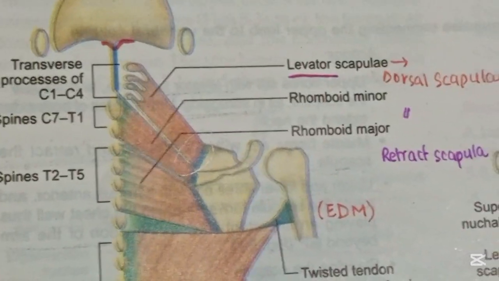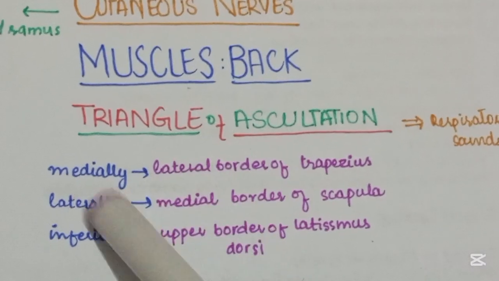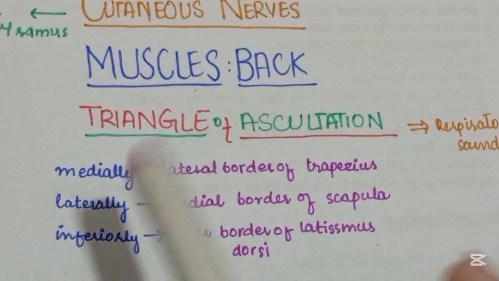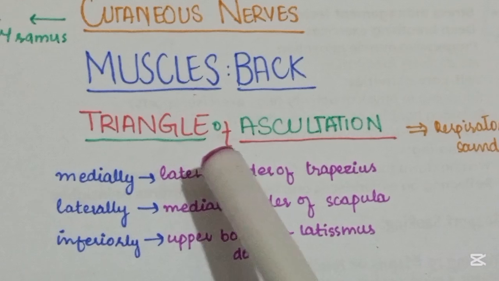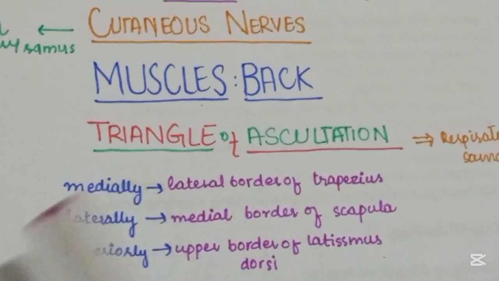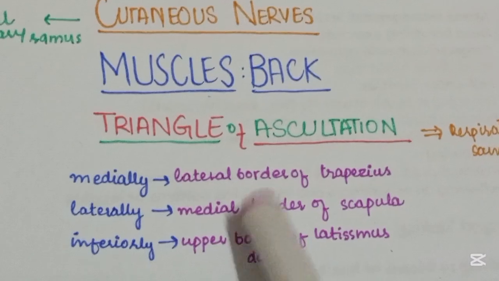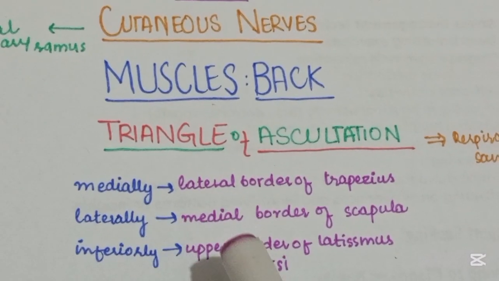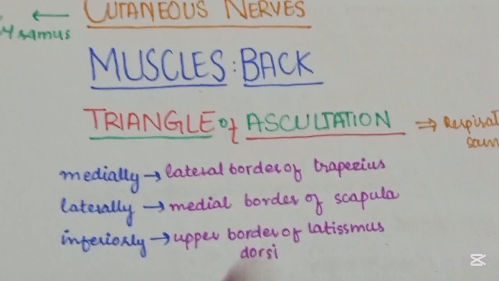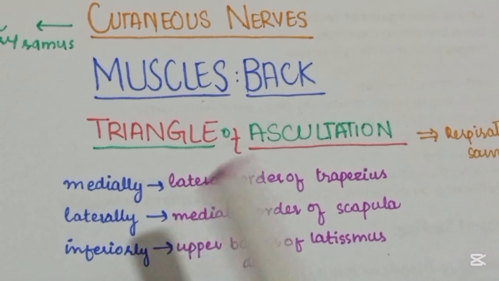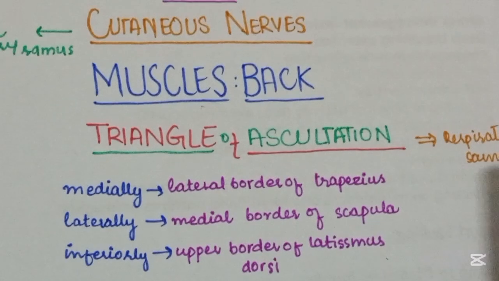Now let's move towards the triangle of auscultation. This triangle of auscultation is important from exams point of view, and its medial boundary is formed by the lateral border of trapezius muscle. Its lateral boundary is formed by the medial border of scapula, whereas inferiorly there is upper border of latissimus dorsi muscle. And this triangle is important because respiratory sounds are better heard from this triangle.